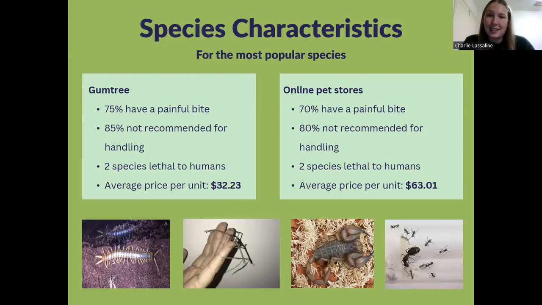And surprisingly, in online pet stores, the average price per unit, so per individual invertebrate, was almost double that of Gumtree at $63, and the average price on Gumtree was $32.23.